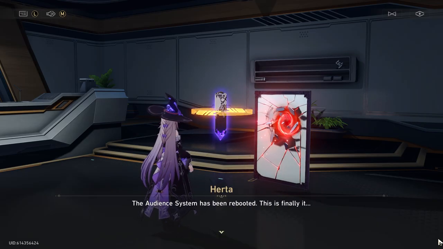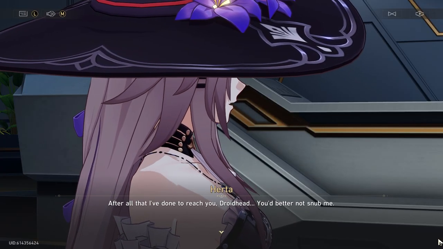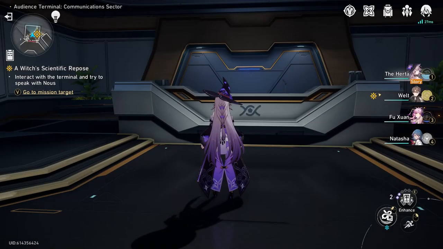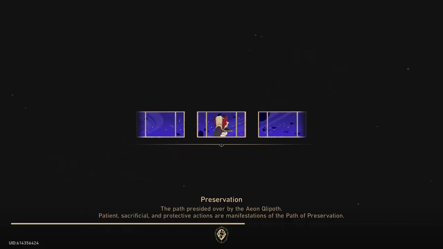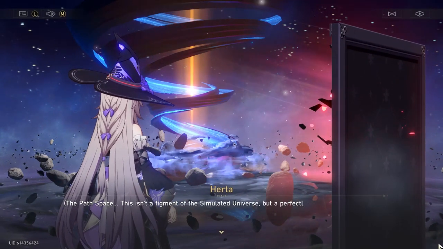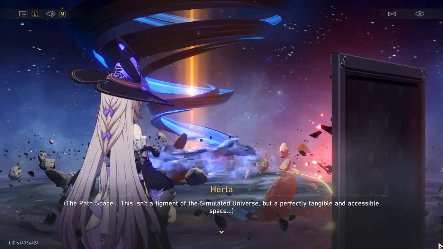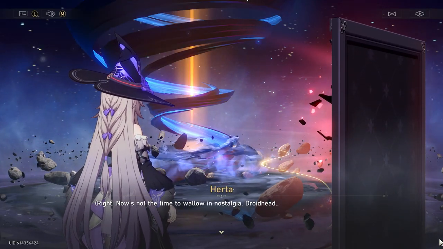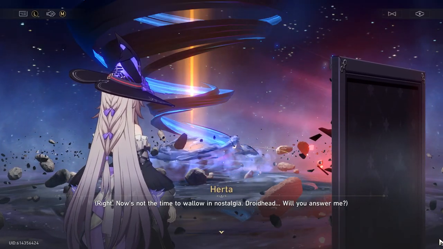The audience system has been rebooted. This is finally it. After all that I have done to reach you, droid head. You better not snub me. The path space. This isn't a figment of the simulated universe, but a perfectly tangible and accessible space. Right. Now's not the time to wallow in nostalgia. Droid head, will you answer me?